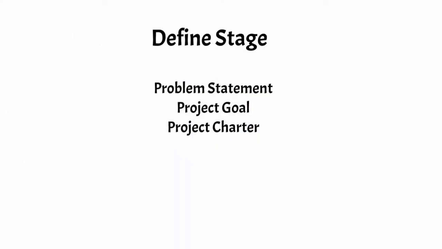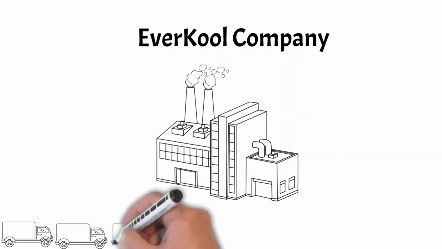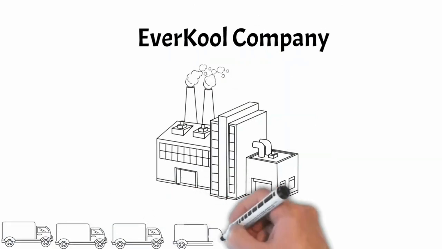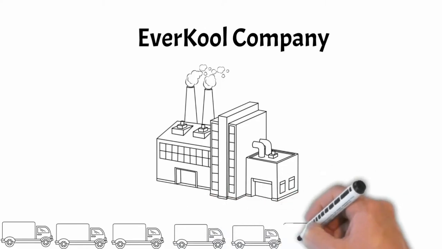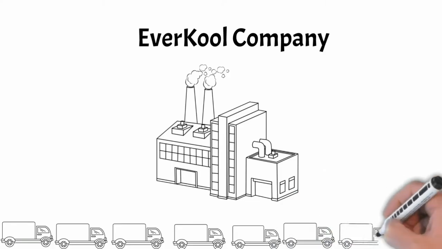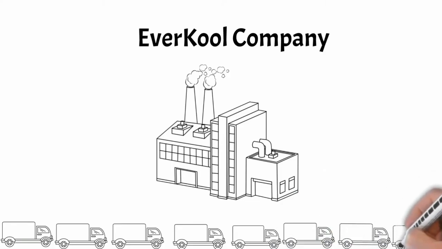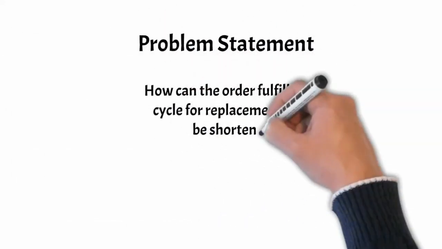The problem statement. The Evercool company manufactures and distributes commercial air conditioning units as well as provides existing customers with replacement parts for units in need of repair. Customers have increasingly complained that the time to receive these parts is long. Several have gone weeks without them. A Lean Six Sigma project has been approved at Evercool to study this problem and determine how the order fulfillment cycle for replacement parts can be shortened.